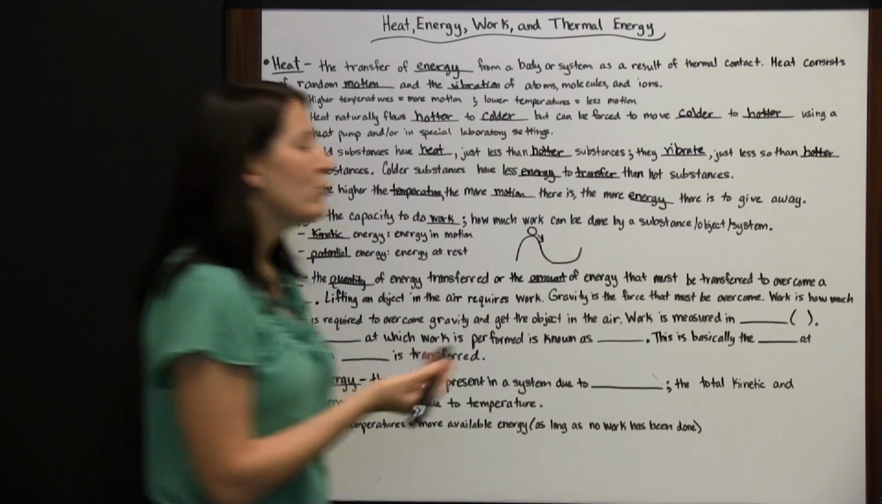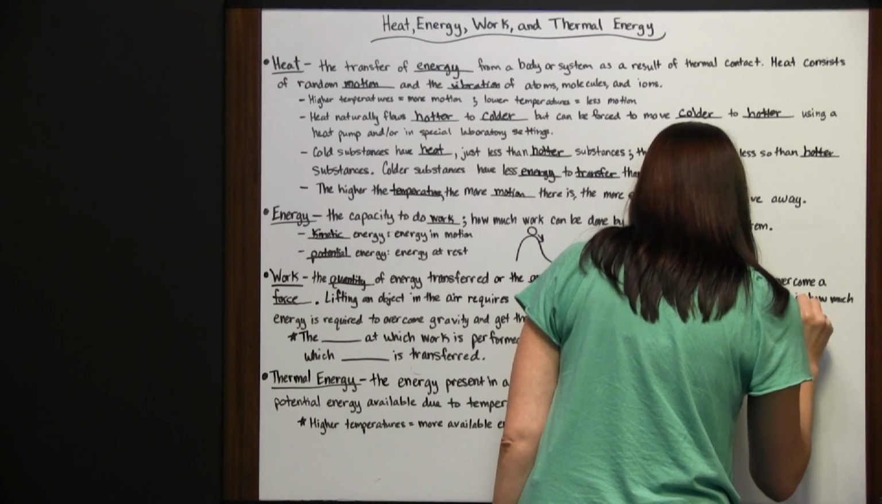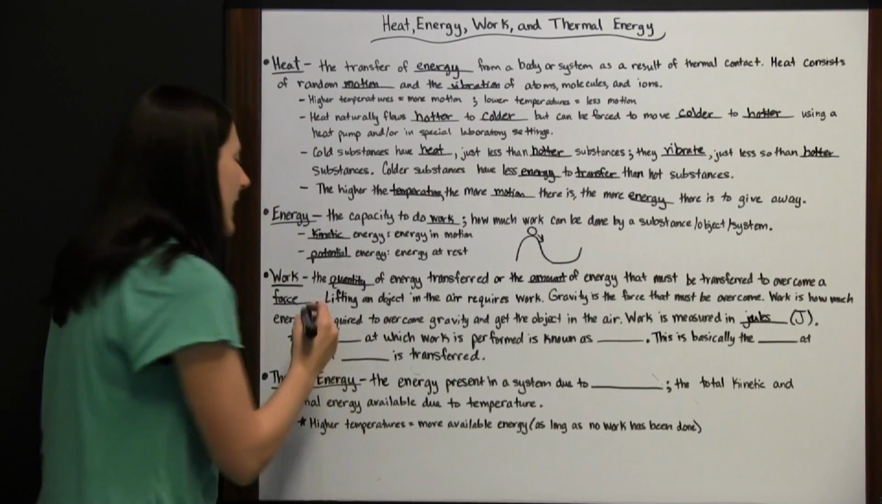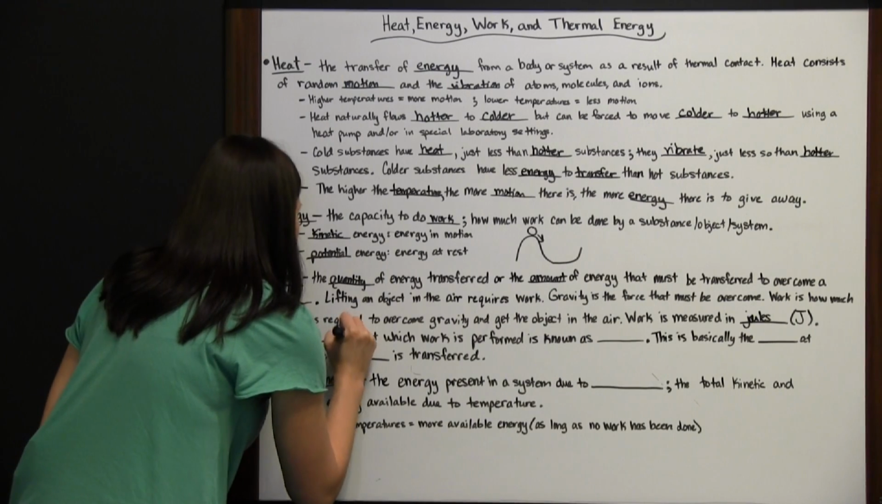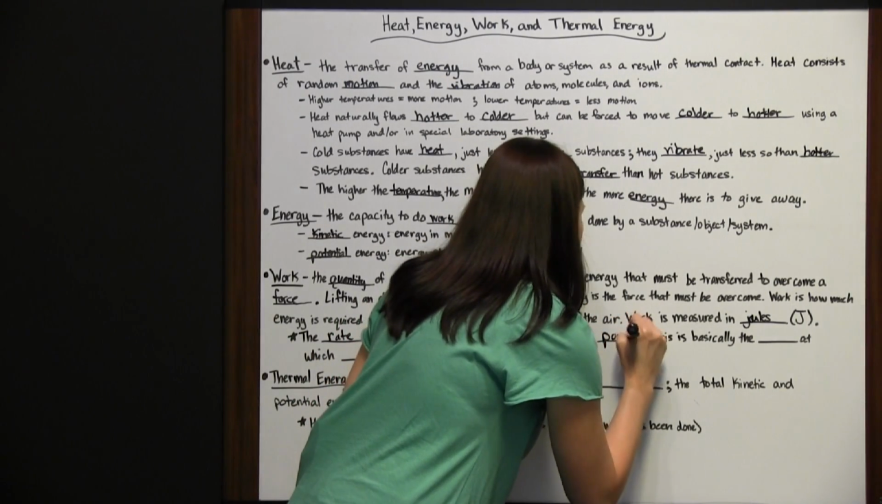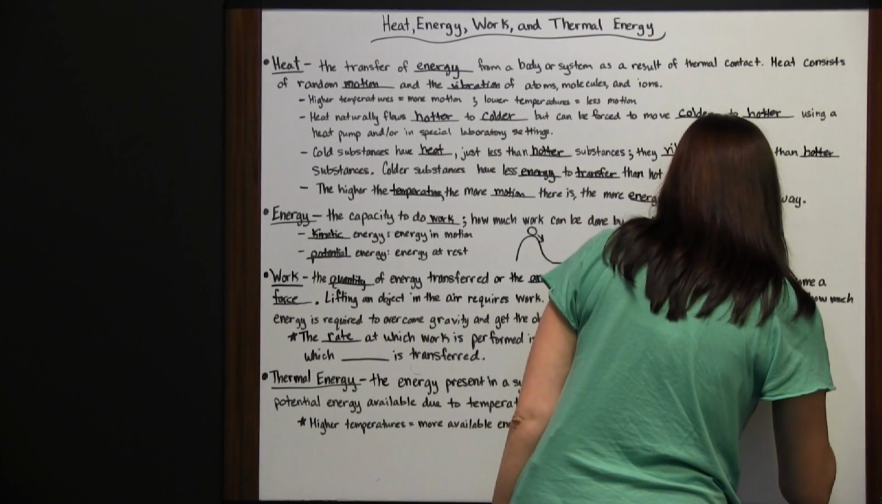And work is measured in joules, which is abbreviated with a capital J. The rate at which work is performed is known as power. And this is basically the rate at which energy is transferred.